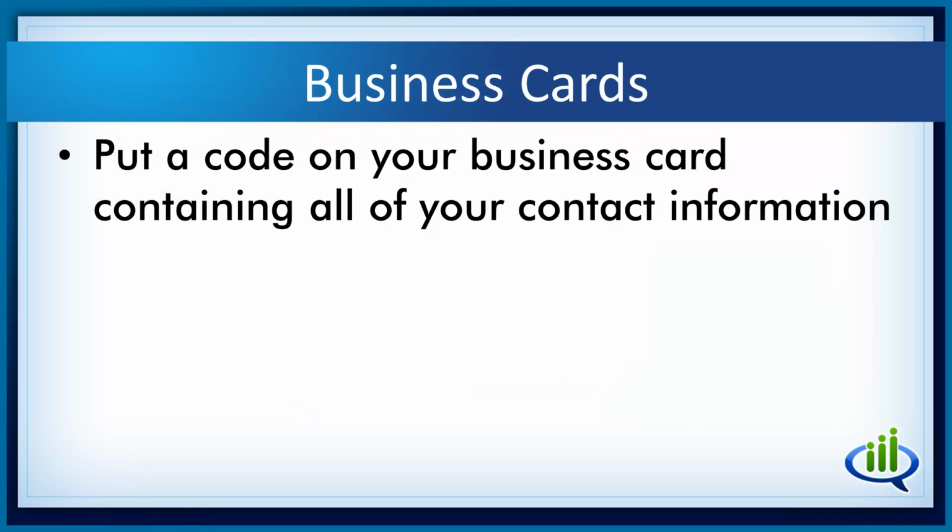First one is put a code on your business card containing all of your contact information. That way, when someone gets home from the convention or wherever, they take your card, they scan it in, and immediately you go right into their contact information with all of your data about you, your phone numbers, your email addresses, your websites. All that information goes right into their system. Great way to make it very easy for people who get your business cards.